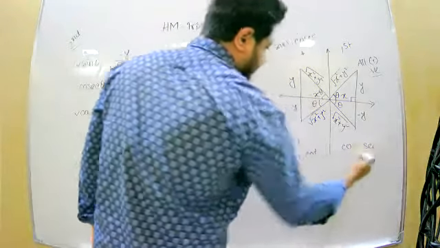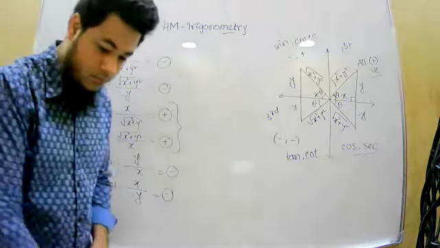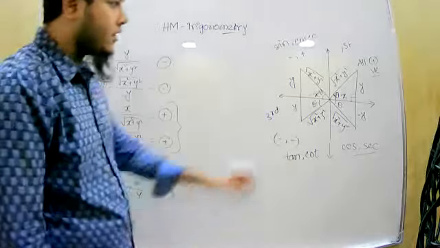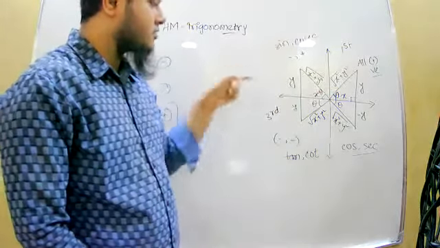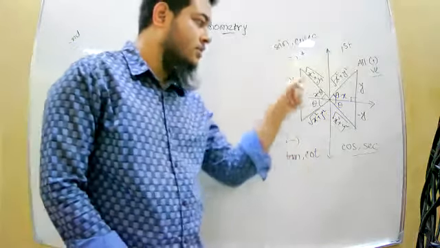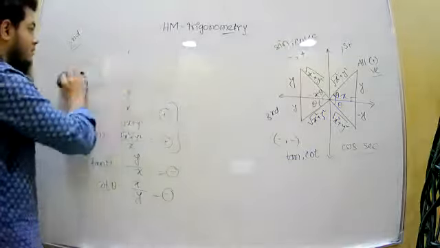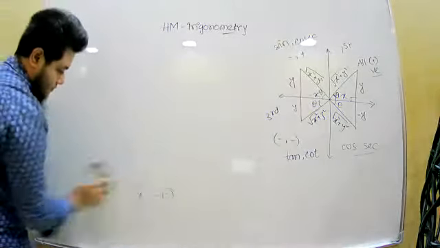Cos and sec, right? Now you have to remember these things, okay? In the first quadrant, all are positive. In the second quadrant, sine and cosec are positive. In the third quadrant, tan and cot are positive. And in the fourth quadrant, cos and sec are positive, okay? Now we will see what is the implication of this, okay?